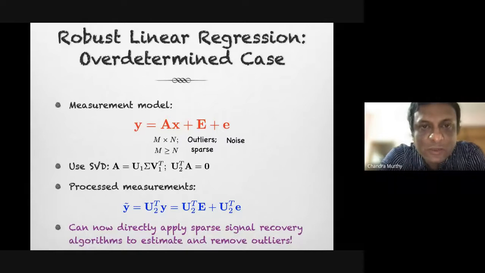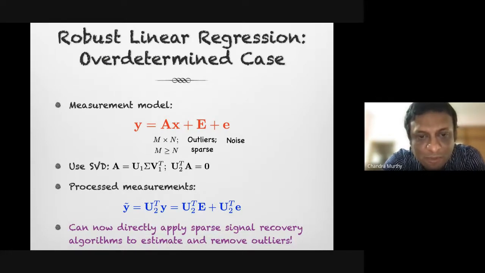Another example is also in robust linear regression, but for the overdetermined case. So you have again a matrix A, which is of size m by n, but here m is much bigger than n, and the goal is to solve for x. However, your measurements y are corrupted by outliers represented by the vector capital E, which is again a sparse vector. So you have a very large number of measurements. And normally you should be able to recover x by using standard linear regression techniques like principal component analysis. But these techniques will fail miserably if you have these kinds of outliers.